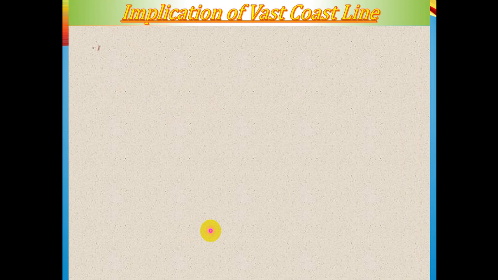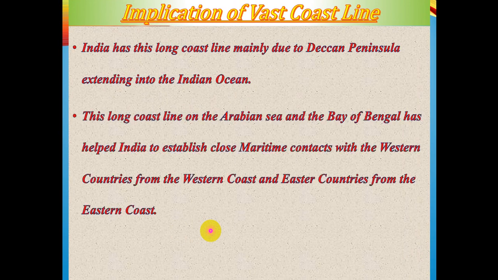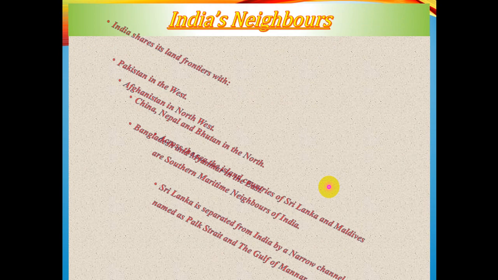Next, we'll proceed to India's neighbors. Before that, the implication is that India's long coastline extends toward the Indian Ocean, and the Arabian Sea and the Bay of Bengal have helped establish close contact with the western countries from the western coast and eastern countries from the eastern coast. Now, next it is India's neighbors.